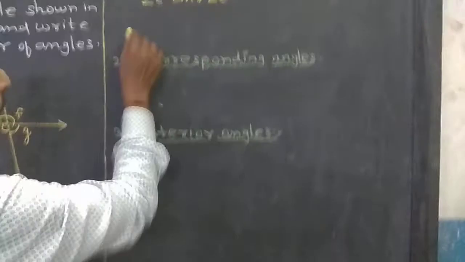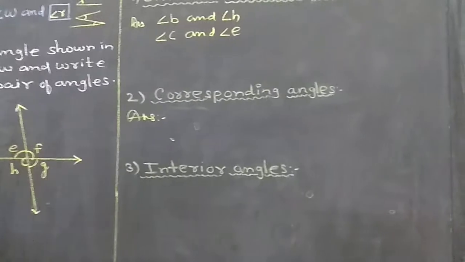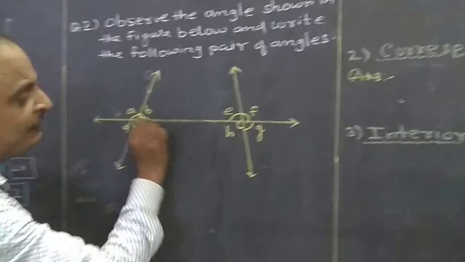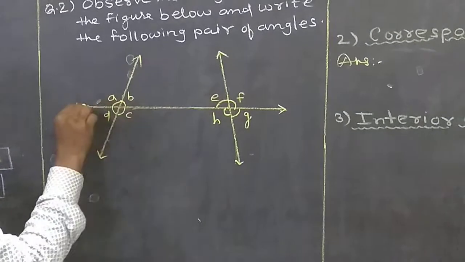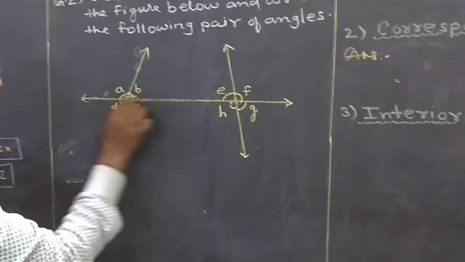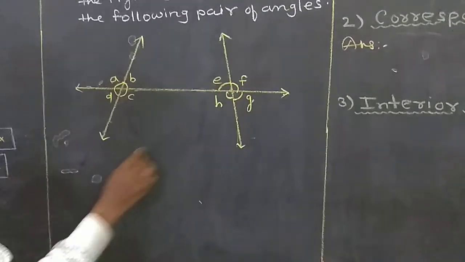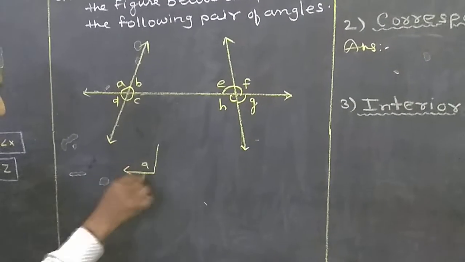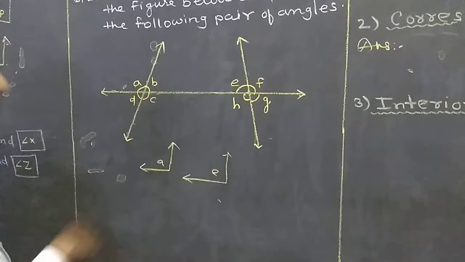Now your second question is here, corresponding angles. Corresponding angle means what? This one. These are your parallel lines, this is your transversal line. So on the transversal line, see this angle and this angle are in the same position. So angle A and angle E. You can also understand it this way. This is your angle A and this is your angle E.